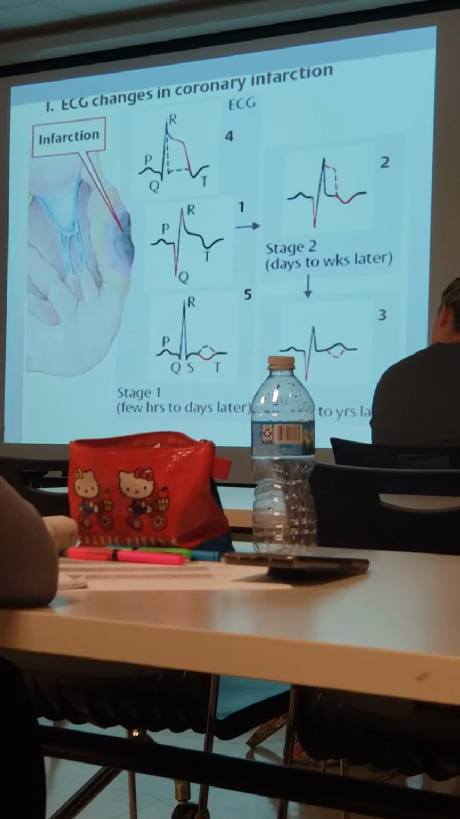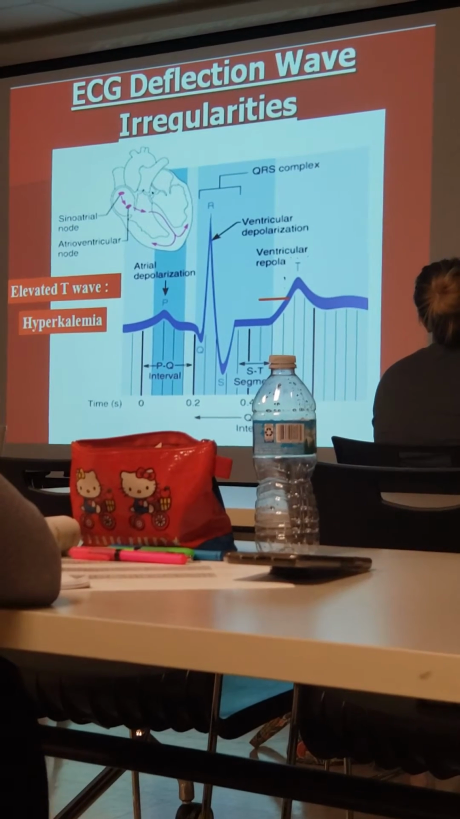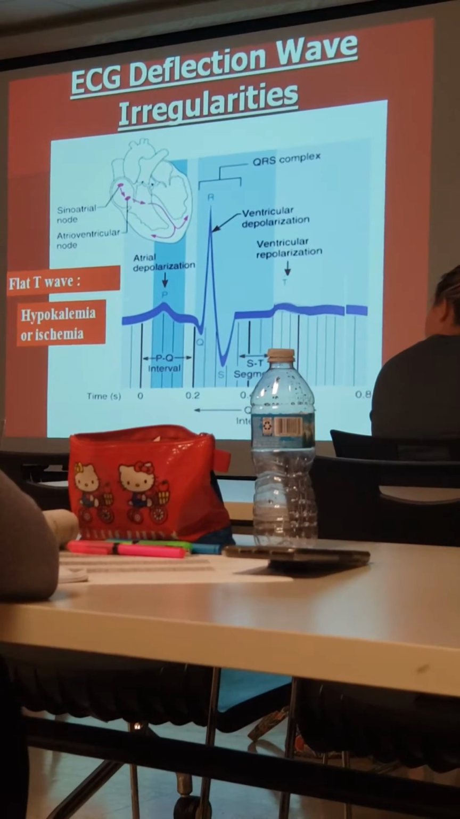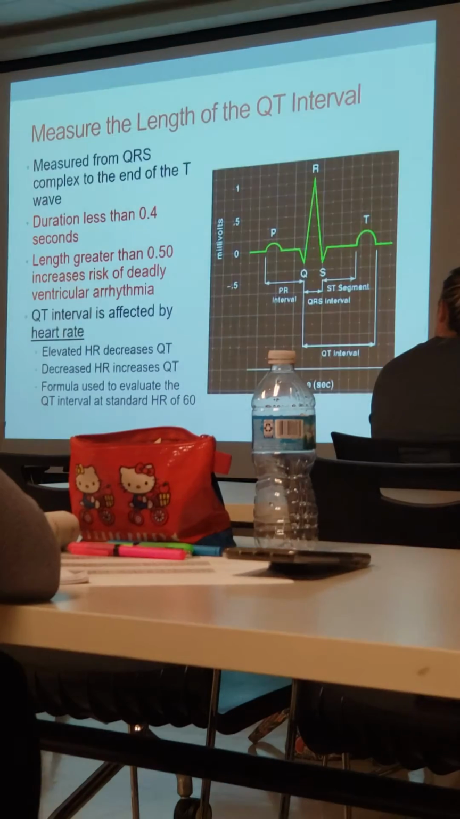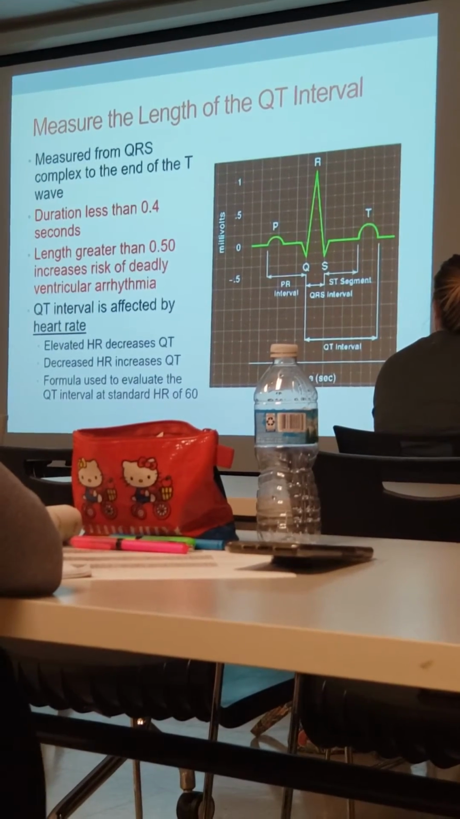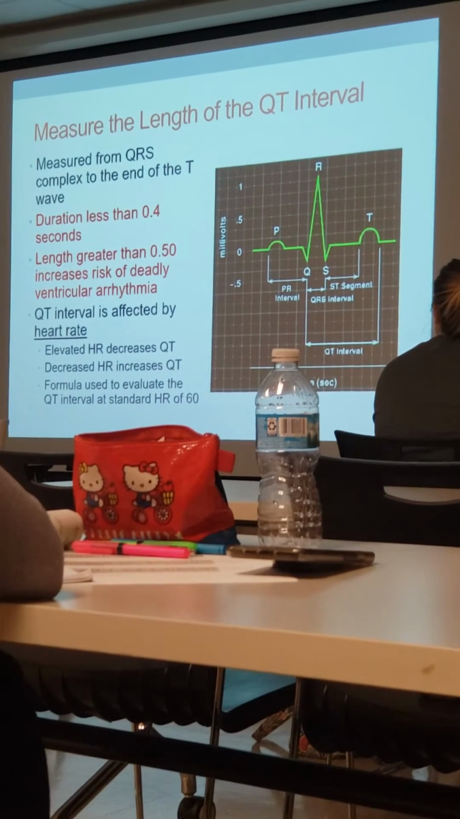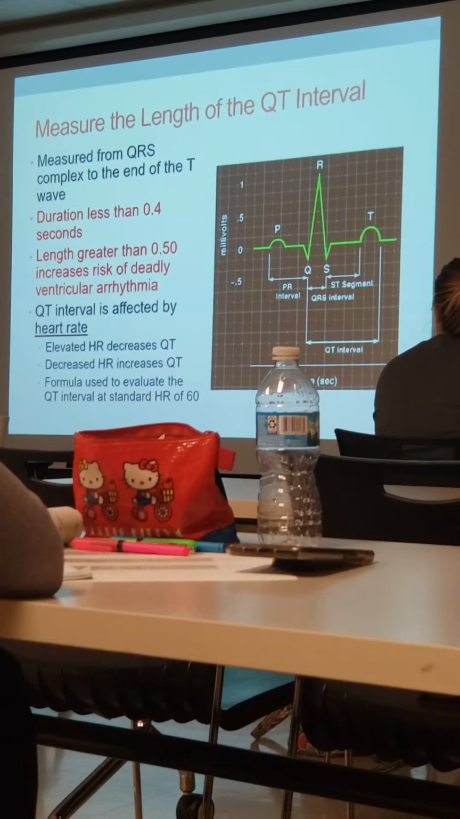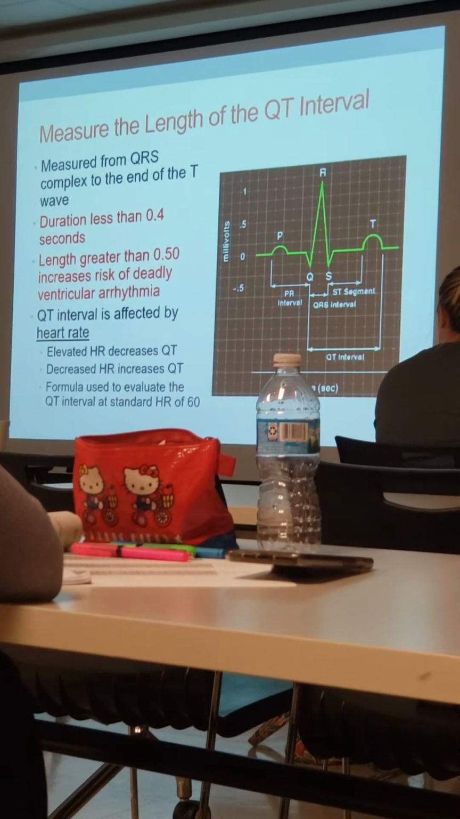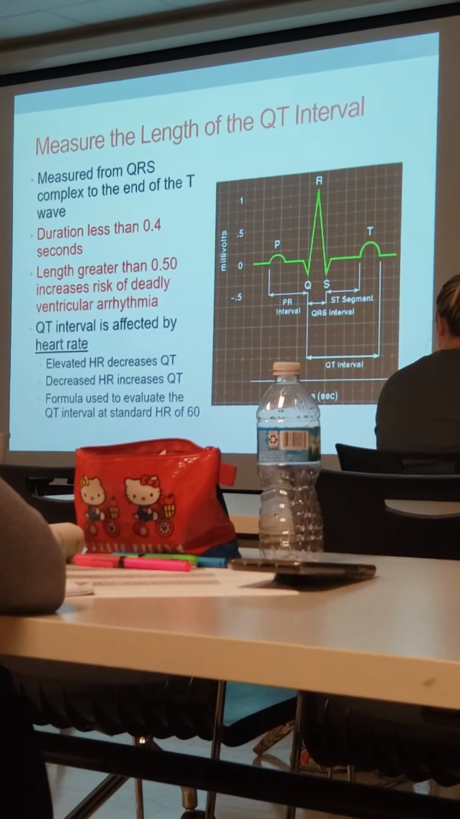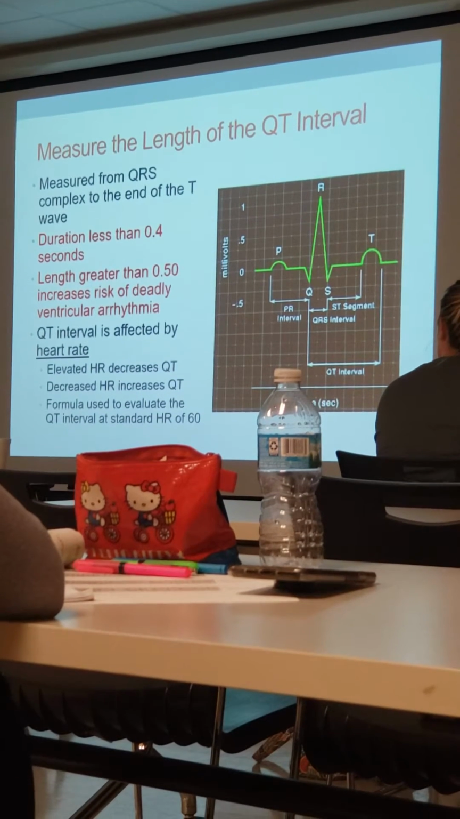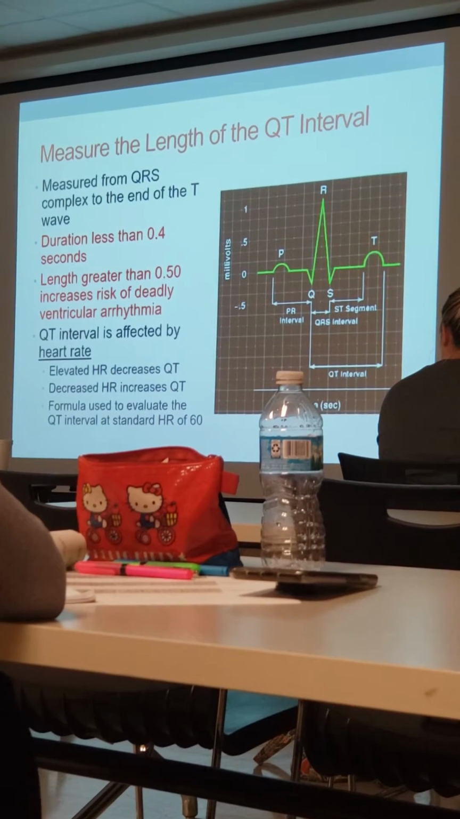These were the changes due to an infarct, and this is what hyperkalemia can look like on a T wave, and this is what hypokalemia can look like on a T wave. The last thing we talked about was that QT interval. So again, the QT interval length should be less than 0.50 seconds. If I am getting past 0.50 on a QT interval, this will significantly increase the risk of ventricular dysrhythmia occurring and causing death.